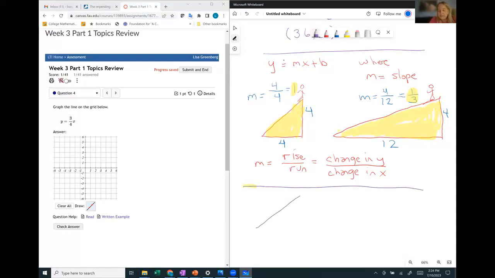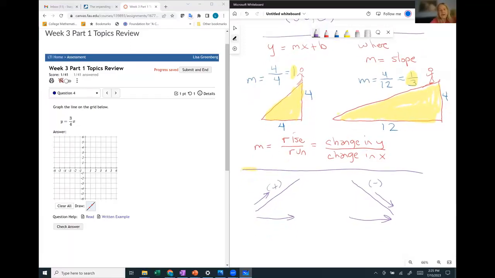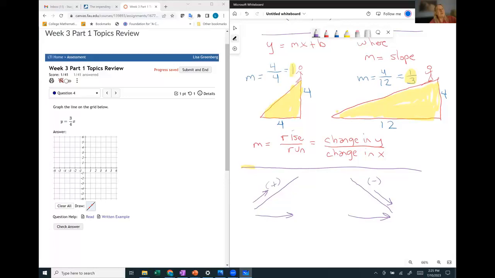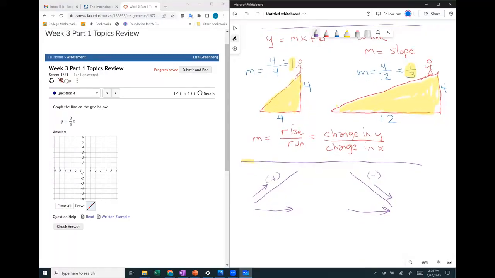We always read things from left to right. So this has a positive slope because I'm going up. Okay? This would have a negative slope because I'm coming down, if I read from left to right. You can see that that's the only way it makes sense. So that's really helpful also, because if you have a negative slope and your line is going up, you can tell right away you made a mistake. Okay.